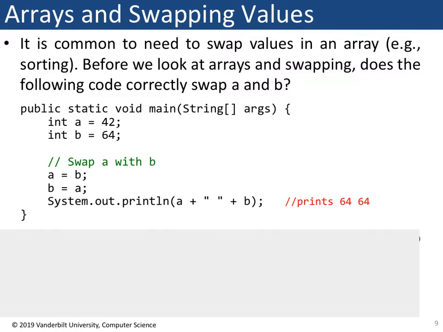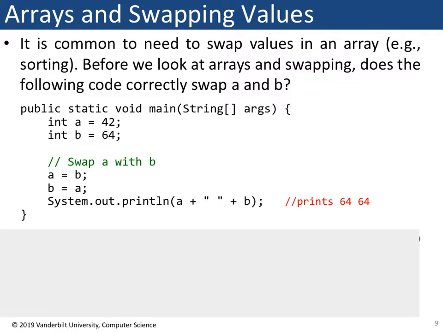Does this code successfully swap A and B so that the value that was in A gets stored in B and the value that was in B gets stored in A? So we want A to have the value 64 and B to have the value 42. Does this code make that happen? A equals B, B equals A, print out A space B. No, it's going to print out 64, 64.